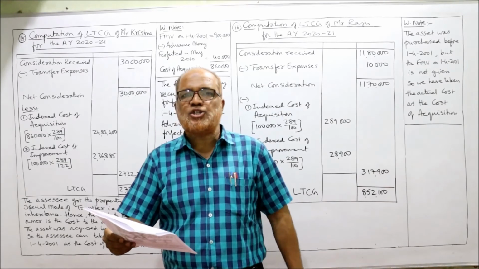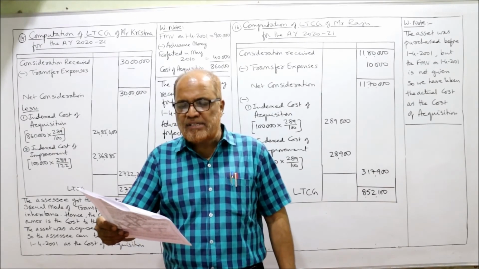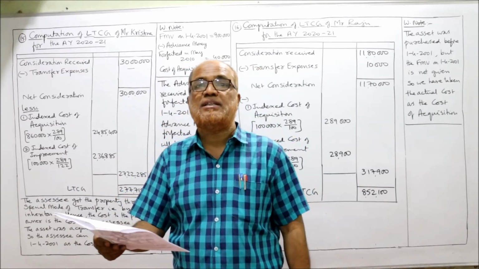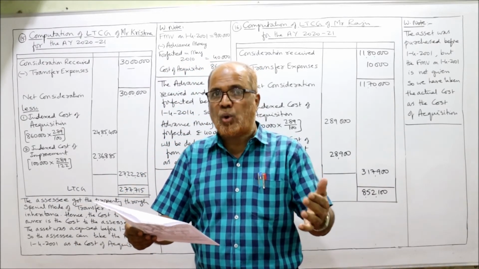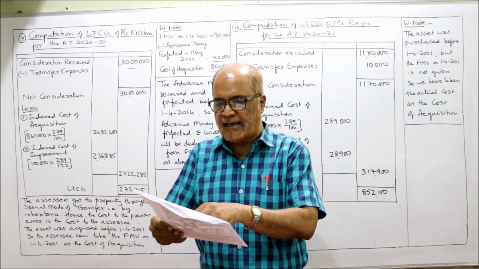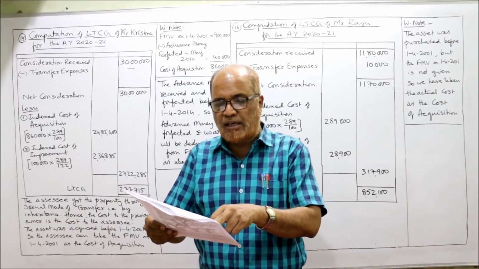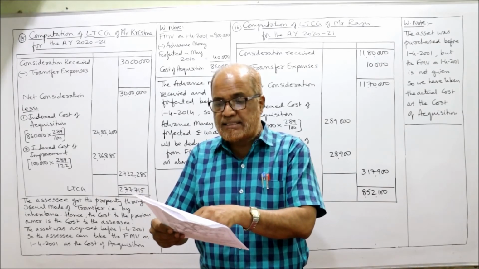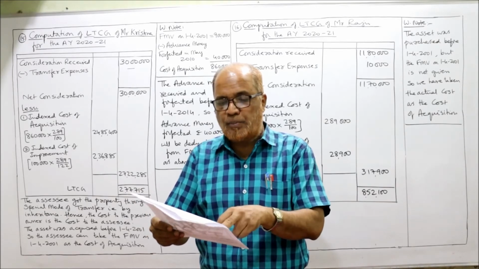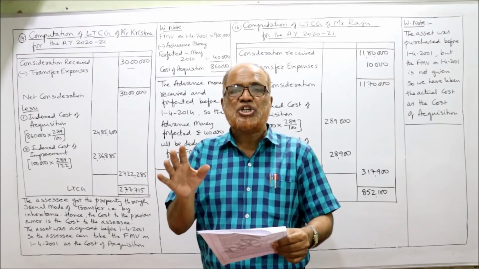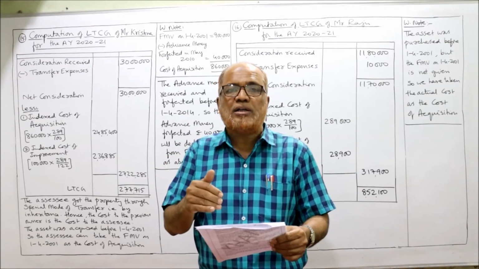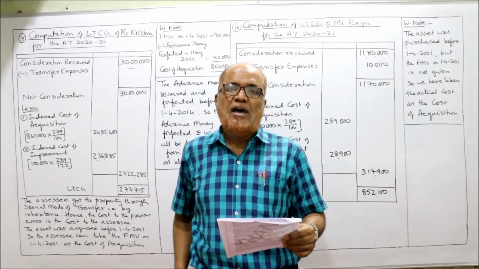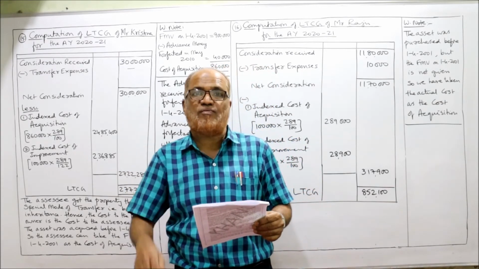We'll start the next problem, that is problem number 15. Mr. Krishna sold a house on 1st September 2019 for rupees 30 lakhs, so the sale proceeds are 30 lakh. This house was inherited by him during 2001-2002 from his father, who had constructed it in 91-92 for rupees 1 lakh. That means Mr. Krishna is the assessee. He got the property through a special mode of transfer, that is inheritance. Actually the house was purchased by his father.